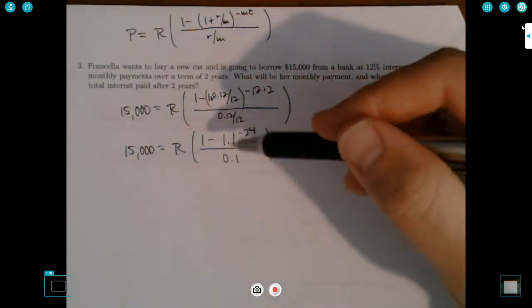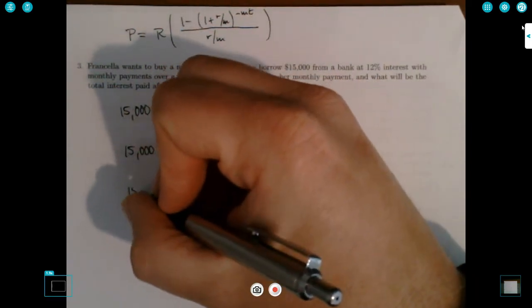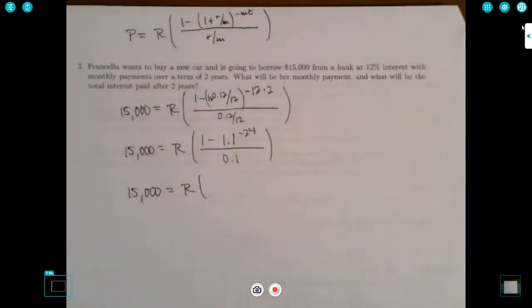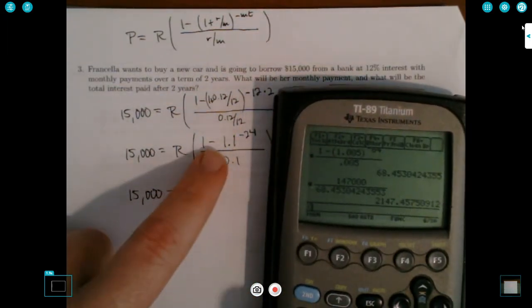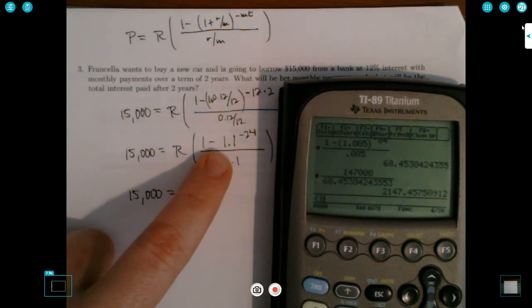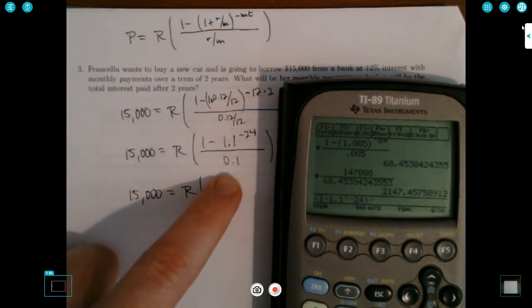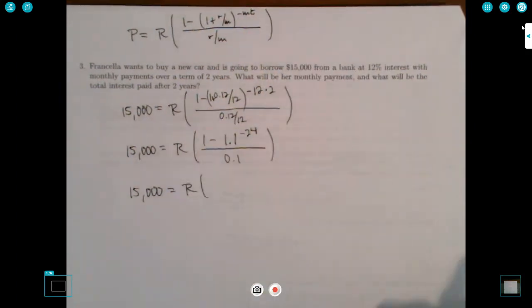Okay, and so again, I'm going to punch this into my calculator to see what I get. So open up a set of parentheses for that numerator. You're going to do 1 minus 1.01 to the power of negative 24. Close the parentheses around that numerator and then divide by 0.01. Okay, so that's 8.9847 blah, blah, blah, blah.